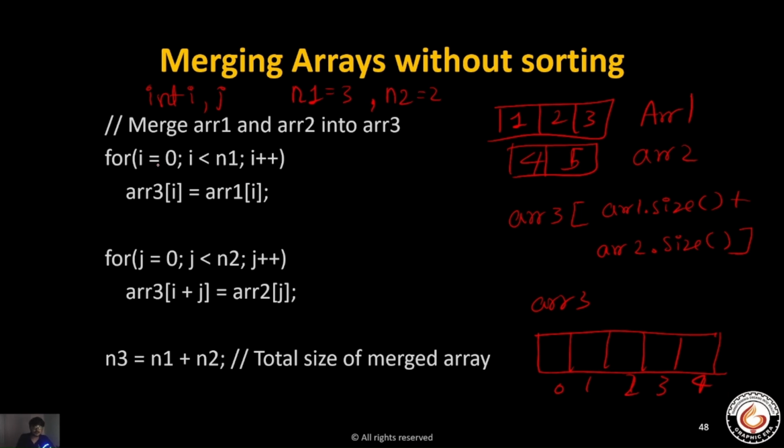So let's start. Firstly, the value of i is 0, so we will check: is 0 smaller than 3? Yes, that's correct. So we will go inside here. Where we are at arr3[0], here we will put the value of arr1[0]. What is it? That is 1. So we will put 1 here. Now the value of i will be 1. Is 1 smaller than 3? Yes, that's correct. So we will go inside again.